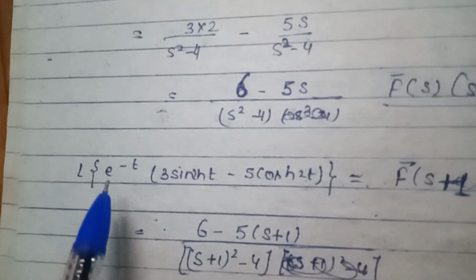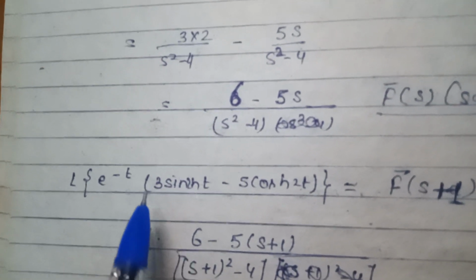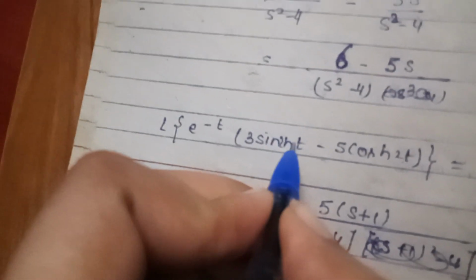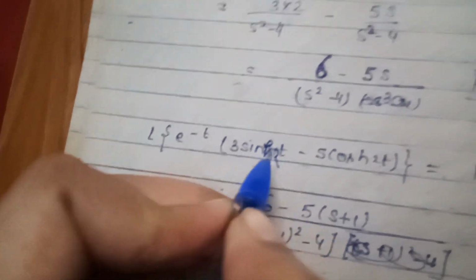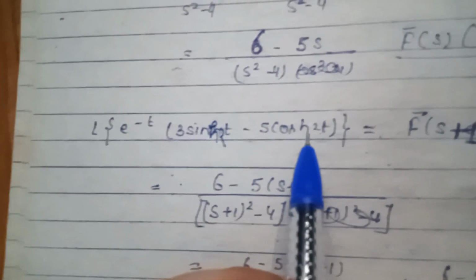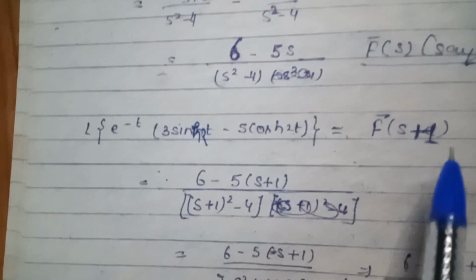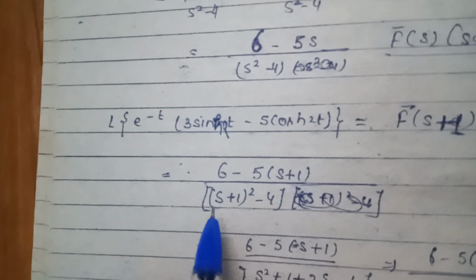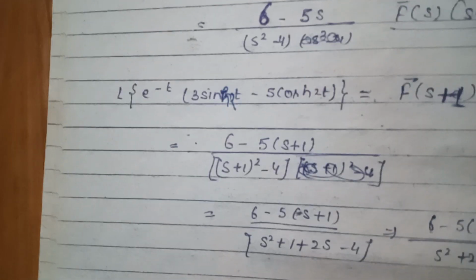Now Laplace e to the power minus t (3 sinh 2t minus 5 cosh 2t) is equal to f bar(s plus 1), which is equal to (6 minus 5(s plus 1)) upon (s plus 1) whole square minus 4.